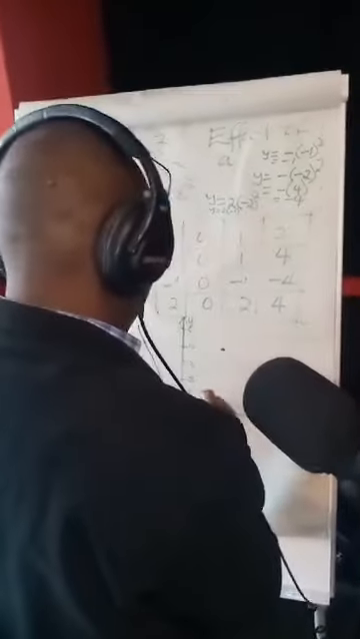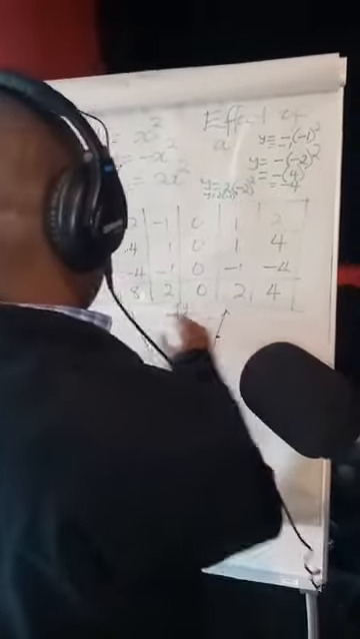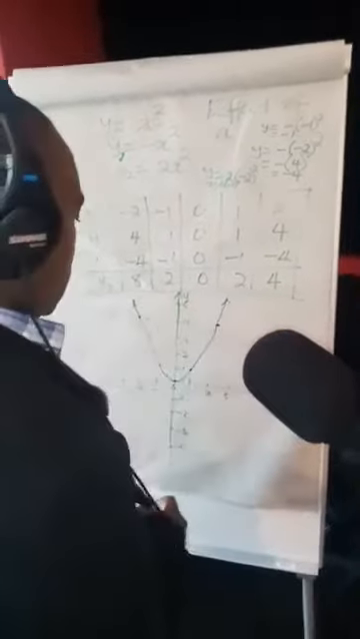Right, so let's start with the mother graph. Quick plotting of the mother graph. We'll see that at minus 2 it is 4, and at minus 1 that is 1, and at 1 it is 1, and at 2 it is 4. Right, this one we have done. Y is equal to x squared.